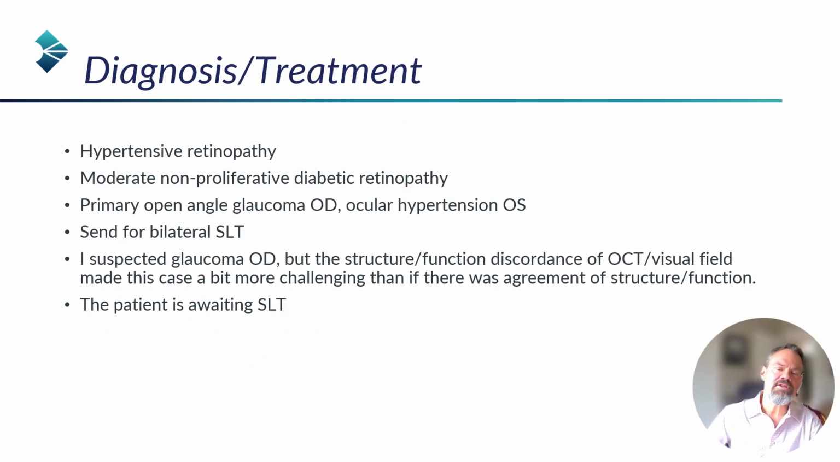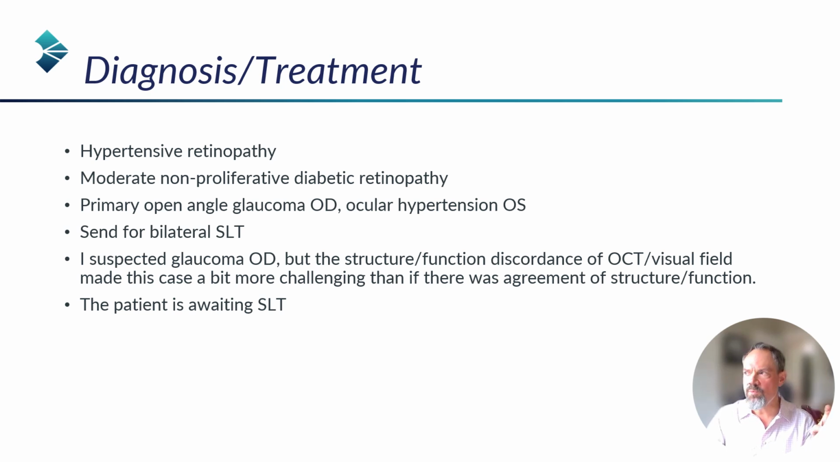So now we're going to try to put this all together. We are going to make the diagnosis of hypertensive retinopathy. This is a new diagnosis for her based on her reduced AV ratio. We're also going to downgrade her from mild nonproliferative to moderate nonproliferative based not only on her microaneurysms but on the venous beading that we see.